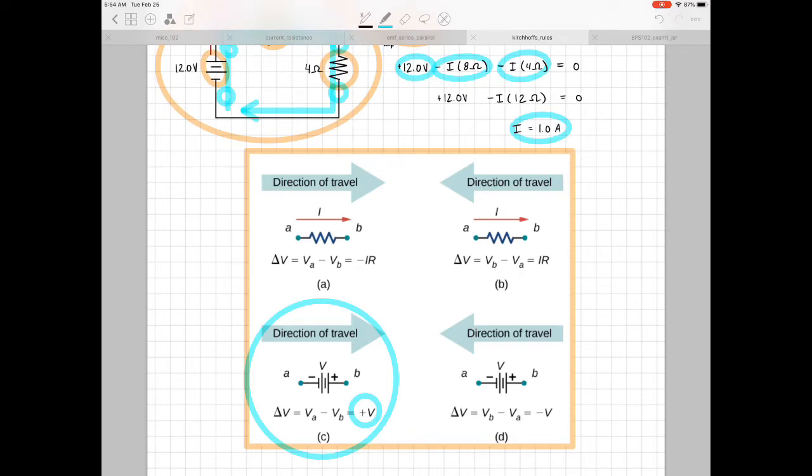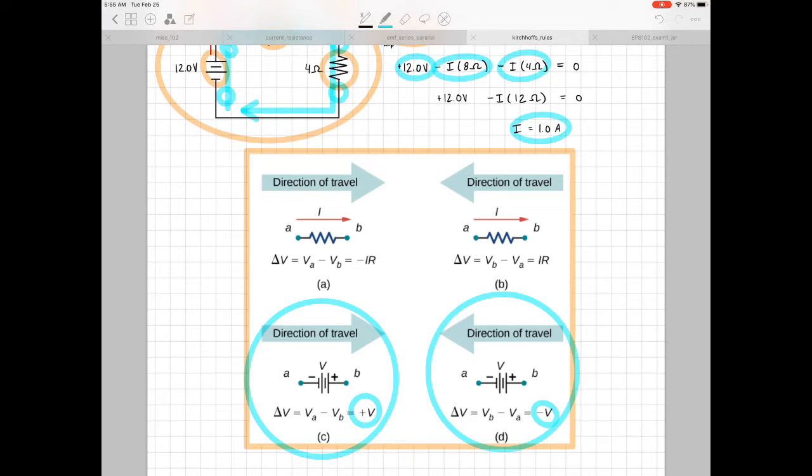If we traveled through our loop in the other direction, and you can do this because the directions that you pick are completely arbitrary, right? That's one of the wonderful things about circuit analysis: you can choose your current to be whatever direction you want it to be, and you can go around your loops in whatever direction you want. So if we had gone the other direction, from the positive terminal to the negative terminal, then that corresponds to a voltage decrease, which I think makes sense.